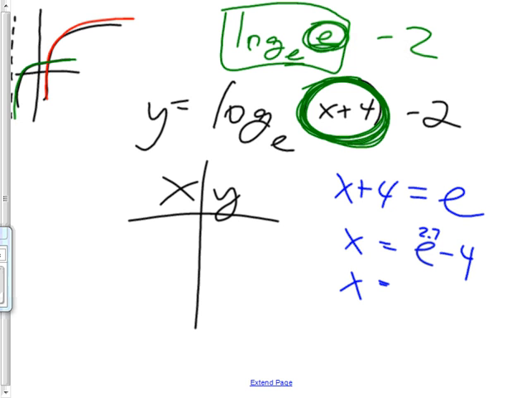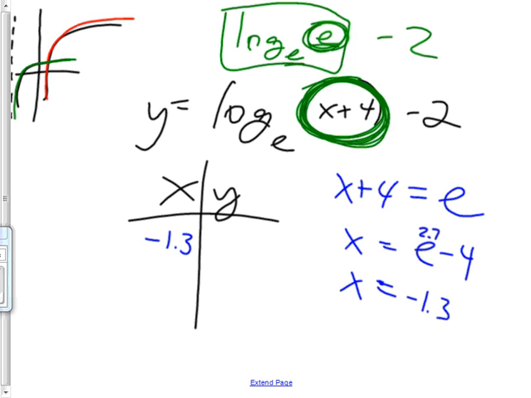2.7 minus 4, am I right on that? Negative 2.3? I think you might be right. Negative 1.3, let me check that. You're right, thank you for catching me on that. It's a really easy mistake to make. Okay, so I want to put in x is negative 1.3.